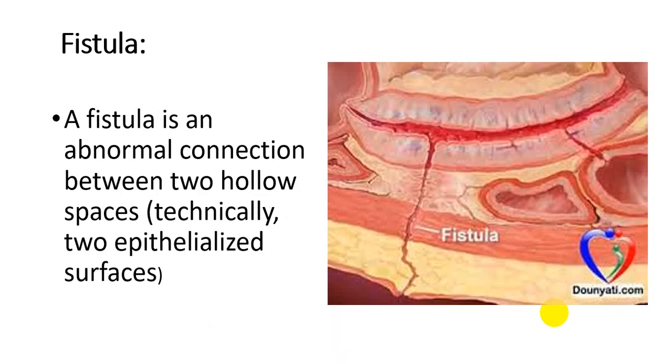Fistula. Fistula is an abnormal connection between two hollow spaces, technically two epithelialized surfaces. For example, we find a connection between the endoderm and the ectoderm. Fistula is a tract connecting two epithelial surfaces.